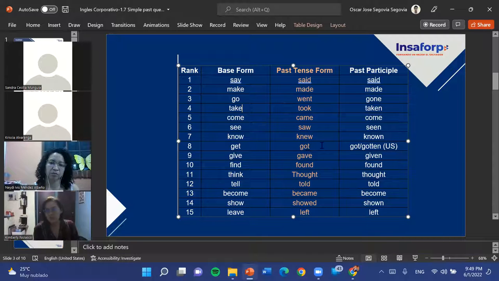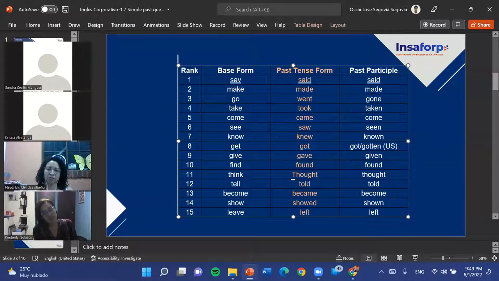Then we got, see, gave, found, thought. Y ese es el detalle que se pronuncia así, ¿verdad? Thought, sí, como si fuese con una Z, thought, así. El caso de lo que les decía anteriormente de enseñar era taught, y este es thought, sí. Then we have told, became, showed, and left. Esas serían las pronunciaciones, ¿verdad?, para estos, que son los como más sencillos.